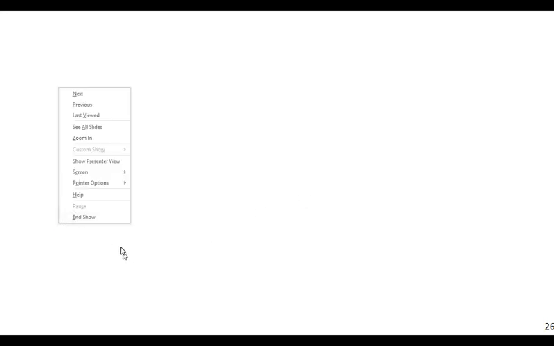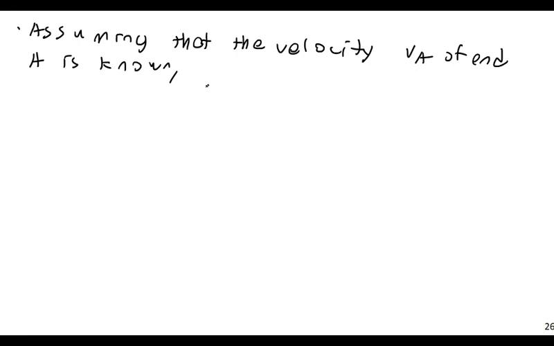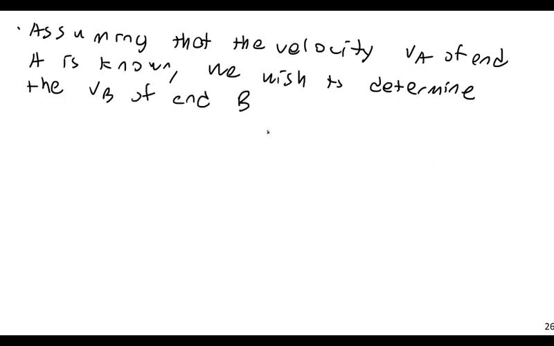All right. So, assuming the velocity VA of end A is known, let's say we wish to determine the velocity VB of end B, and the angular velocity omega. So all of that stuff previously was the given, essentially, and this is what we want to find.